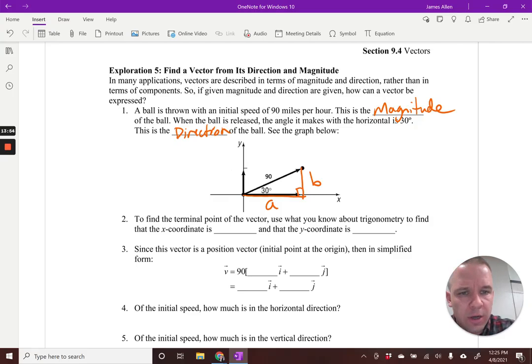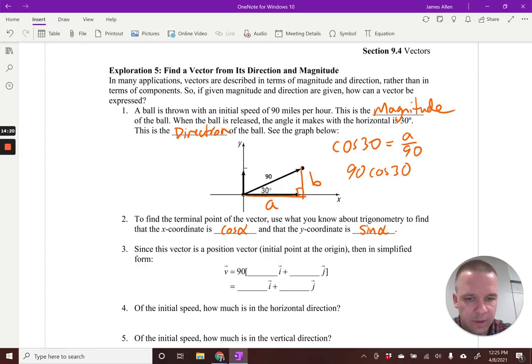So let's see here. We got cosine of 30. That would be equal to my adjacent, which is A over 90. So if I were to solve that, I'd get 90 cosine of 30. In other words, our cosine is going to be associated with our x-coordinate. We'll call that alpha this time. And for our y-coordinate, we're going to be using our sine of alpha.